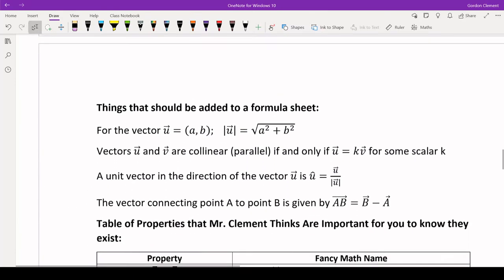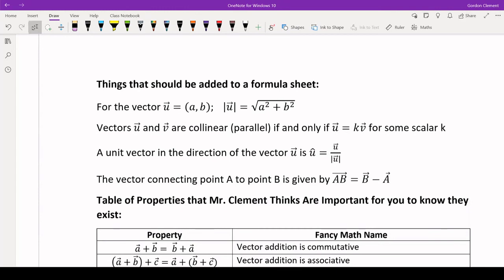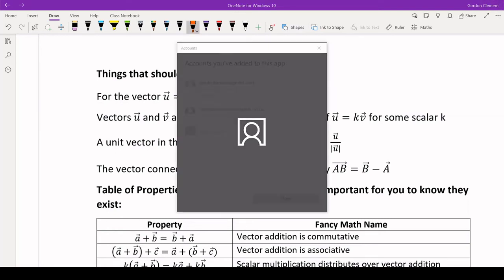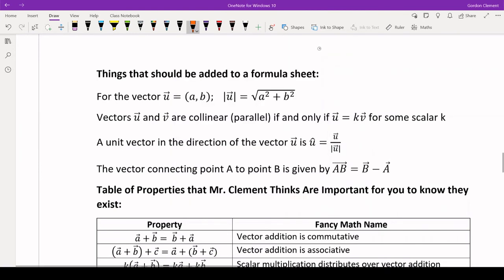With that in mind, I'd like you to start a formula sheet for vectors so that we can keep all the key formulas in one spot. These are things I would add to it. So the magnitude of a vector is the square root of its components squared and added up.